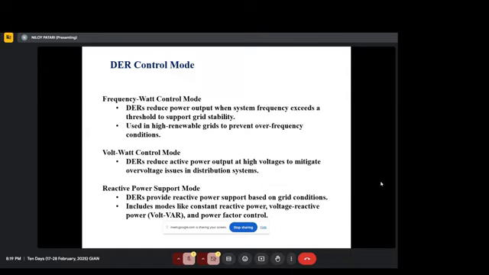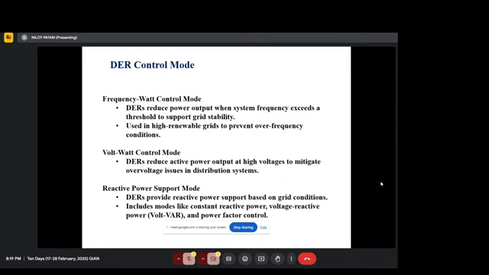Then you have volt watt control mode. Volt watt control mode is voltage and active power, right? In transmission systems, as you know, the R by X ratio is pretty low, so you have huge coupling between active power flow and bus voltage angles, and similarly between reactive power flow and bus voltage magnitudes. But in distribution systems, the R by X ratio is considerably high, so that coupling doesn't work.